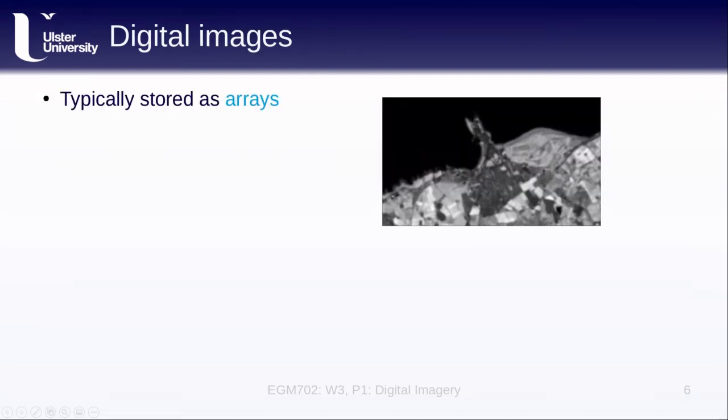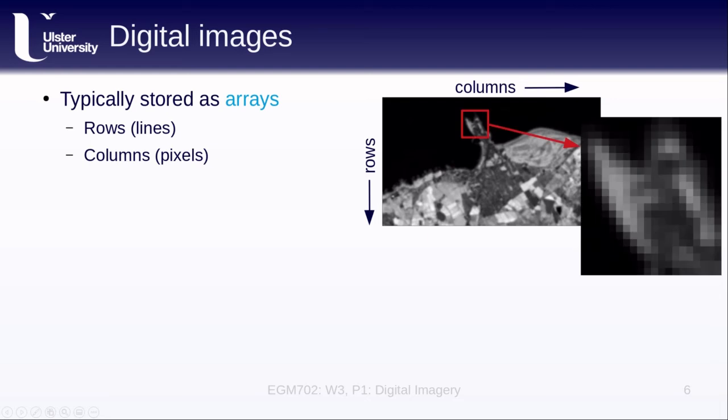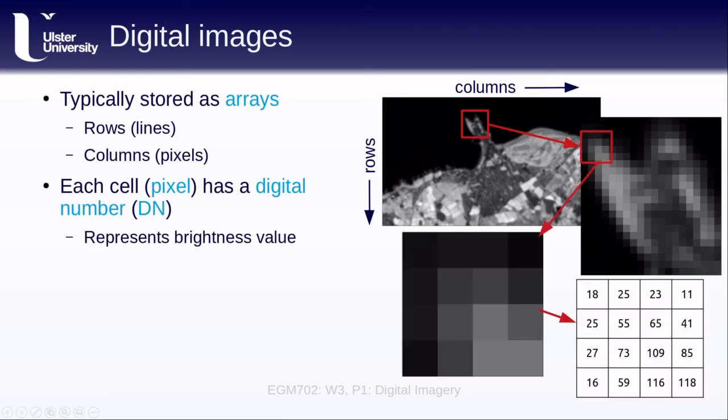On a computer, digital images are typically stored as arrays made up of rows or lines in the y direction and columns, sometimes also called pixels, in the x direction. If we zoom in, we can start to see the individual cells or pixels that make up the image. Each of these cells contains a digital number, or DN. This represents the brightness value recorded by the sensor. Lower values are represented as darker colors, while higher values are represented as lighter colors.